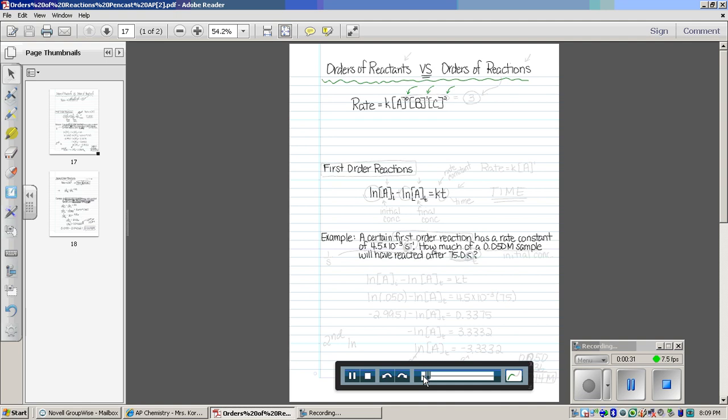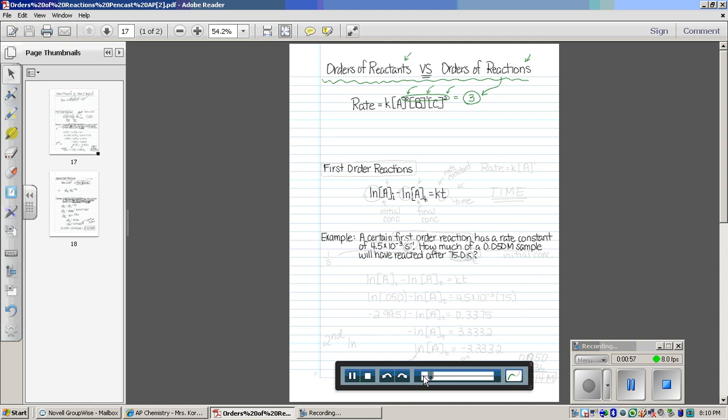we can also do something called order of reactions. See the difference between the word reactants and the word reactions? What we can do is take all three of those exponents, add them together, and see what they equal. In this case, they total 3. So the order of this reaction is considered third order. Now, knowing the order of the reaction can allow you to do some extra calculations.